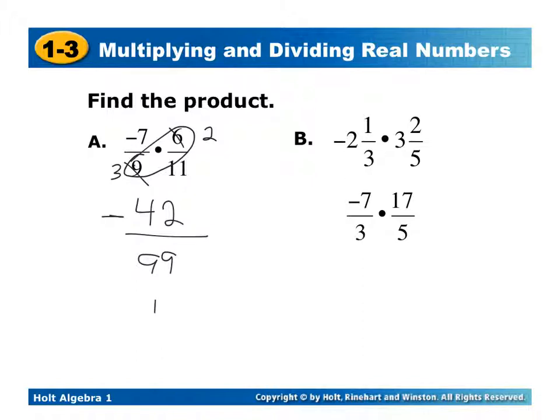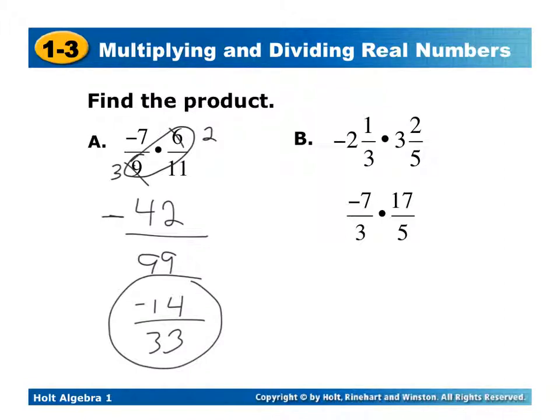7 times 2 is 14. That's a negative and a positive. 3 times 11 is 33. And then that would be our final answer. Now notice I didn't factor in or account for a negative sign in the bottom because it was only with that negative 7. So even though we say negative 7/9, the negative only goes with either the top or the bottom.